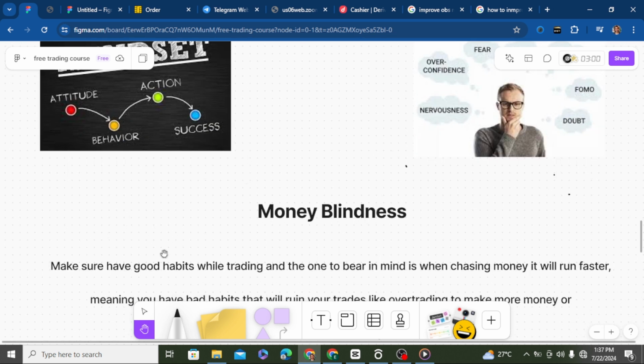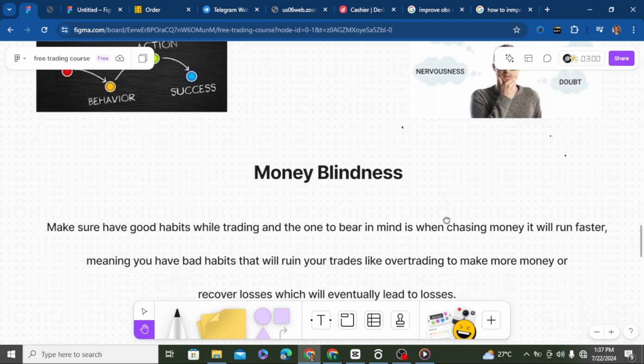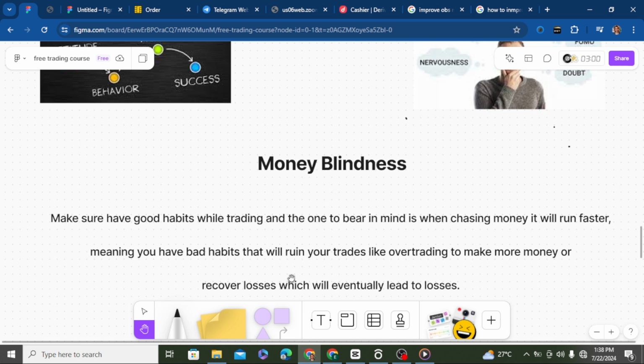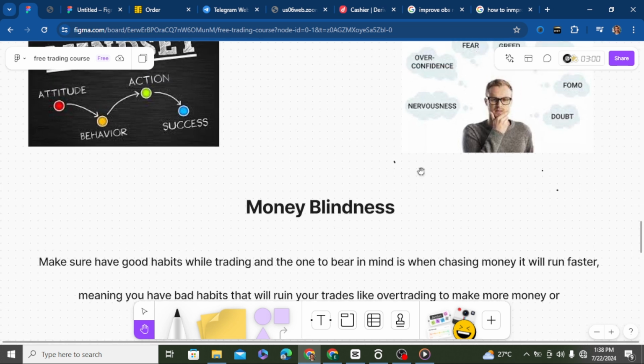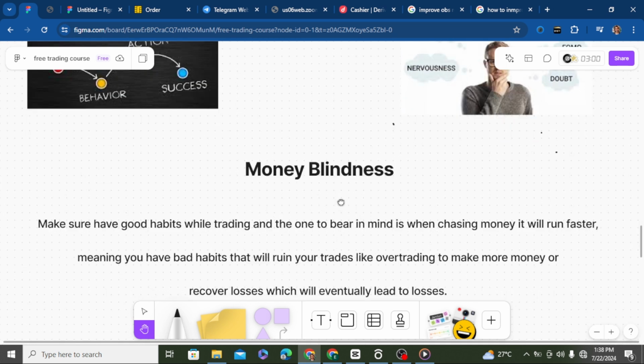So I will tell you, make sure you have good habits while you trade, and bear in mind when you are chasing money, you have bad habits that will ruin your trading, like overtrading. That means you want to make more money, or you want to recover losses. That's FOMO. You take any trade that comes in, which is not your strategy, and which I'm going to cover in the future. So you guys should wait on that.